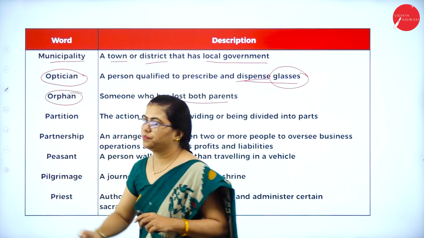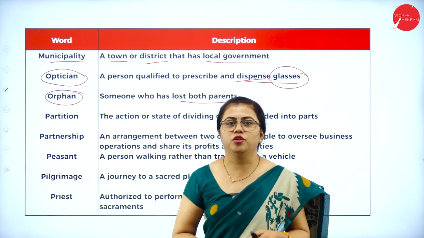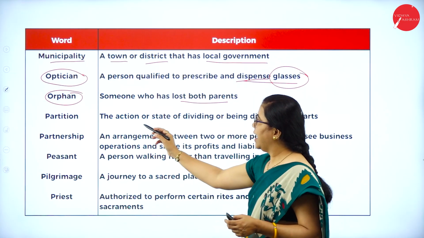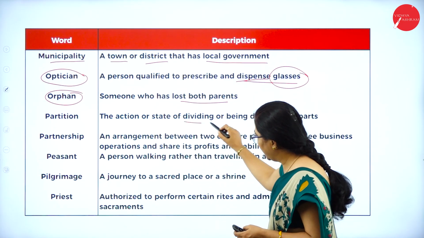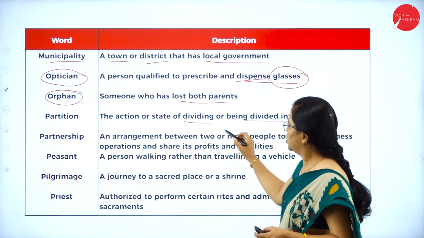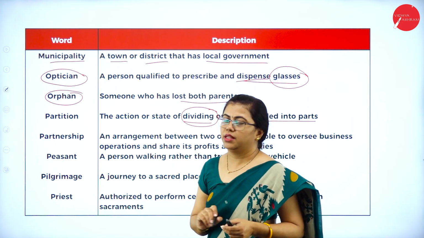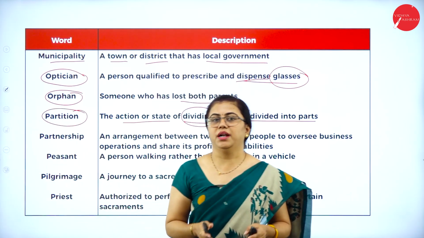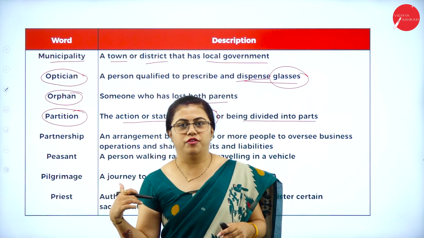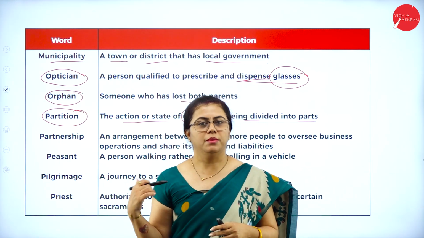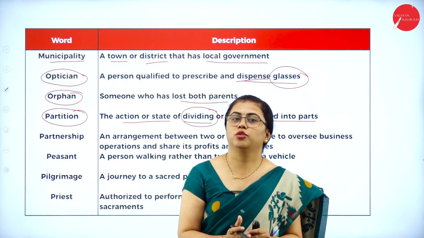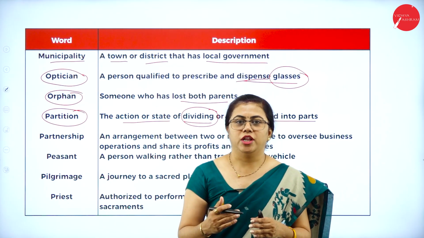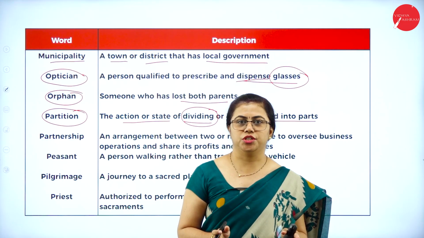Someone who has lost both the parents is an orphan. You already know this word, so you need not worry so much. Lost both the parents, orphan, very simple. Then the action or state of dividing or being divided into parts. Whenever this word dividing comes, the action of dividing is called partition. Partition is nothing but dividing. Usually this is referred to with property. In Margaya's story also, it is something related to property. So the property of Margaya's ancestors was partitioned, you can say.